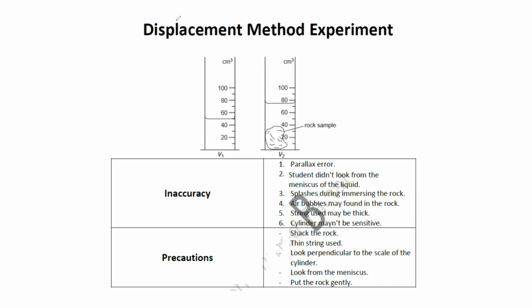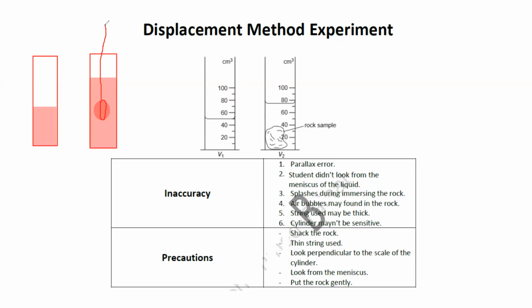Sometimes when we use this method, instead of directly putting the rock, we tie the rock with a string. So a measuring cylinder is filled with a liquid, and when we lower this rock, instead of directly putting it in, we use a string or a wire. The rock is tied with a string or a wire, and then we lower the rock. But what might be the inaccuracy?